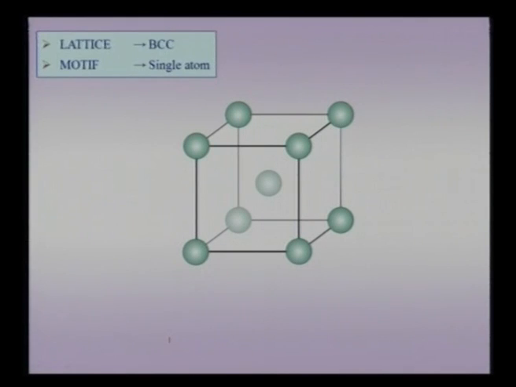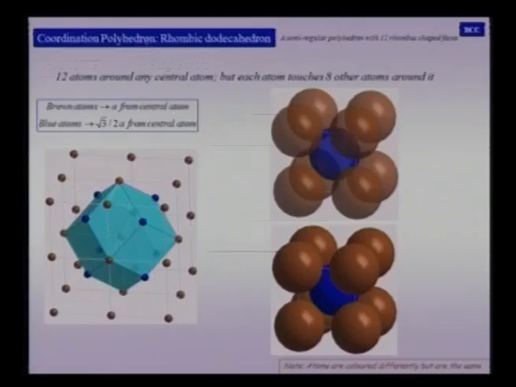In this case, of course, it is obvious that the lattice is BCC, and all I have is a single atom decorating the BCC lattice. Now the coordination polyhedron for BCC is a different kind of polyhedron, and we have already encountered this polyhedron in the context of space filling. We saw that the cube is a regular solid which has space filling properties.